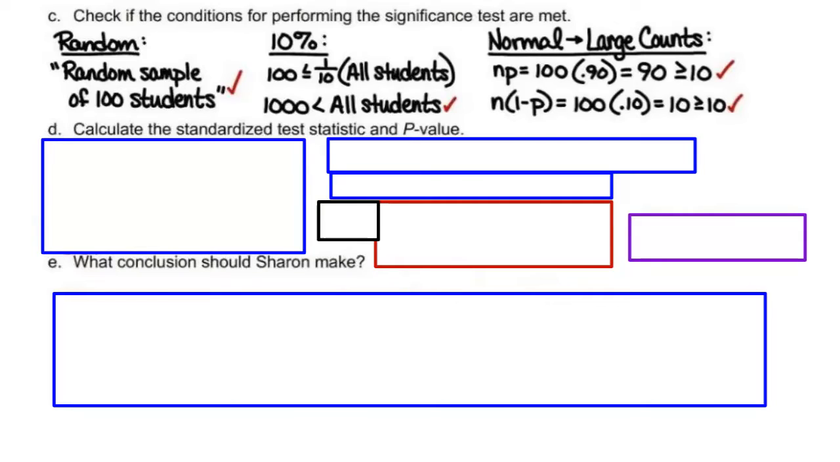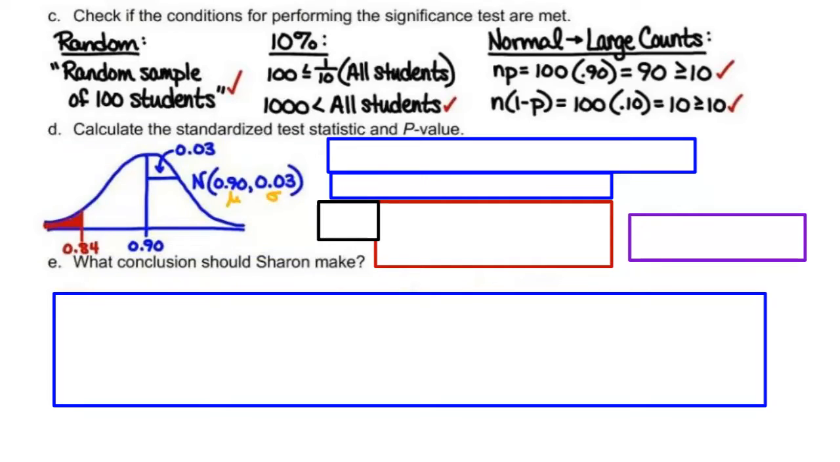Standardized test statistic, that is the z-score, and the p-value. First thing you need to do if you are asked to calculate a standardized test statistic and a p-value. We know from our large counts that it is approximately normal. When we are working with normal things, what's the first thing you need to do? Draw a picture. Show me your artwork.